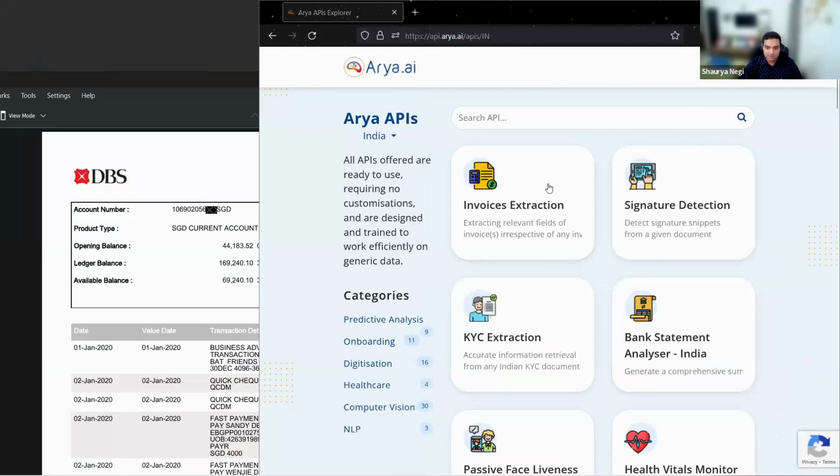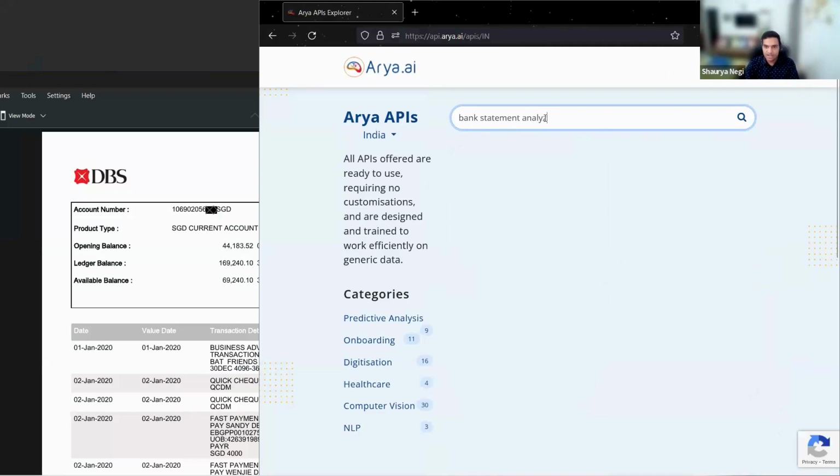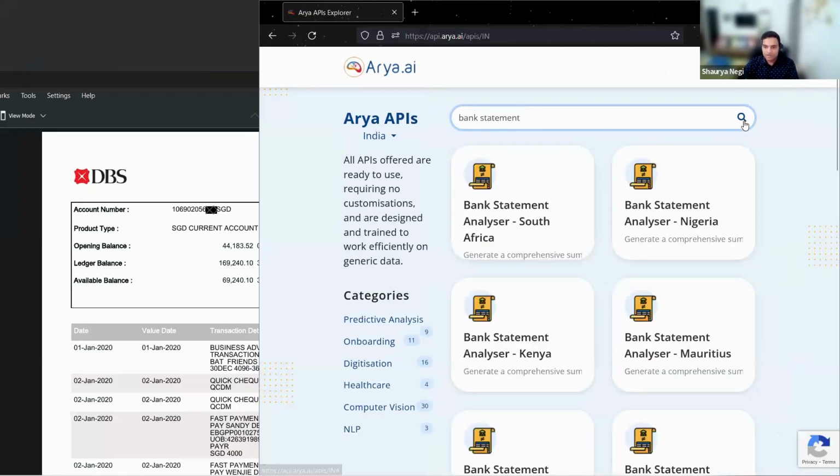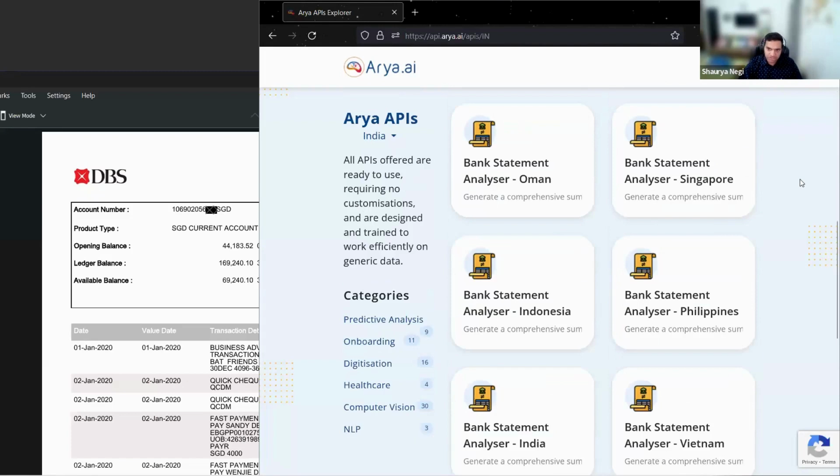So what we'll do, since we're talking about the Bank Statement Analyzer API here, we'll quickly go ahead and search for the particular country we're interested in. Since this webinar is for Southeast Asian countries, we will talk about the Southeast Asian countries here, mainly Philippines, Singapore, Indonesia, and Vietnam. For this particular demonstration, I will go ahead and use a Singaporean statement here. So I'll go ahead and click on Bank Statement Analyzer Singapore, and we'll wait for the page to open.